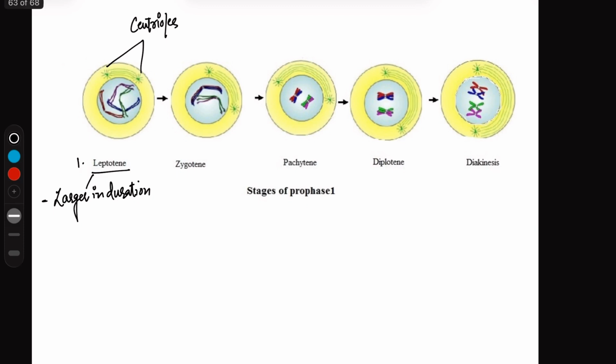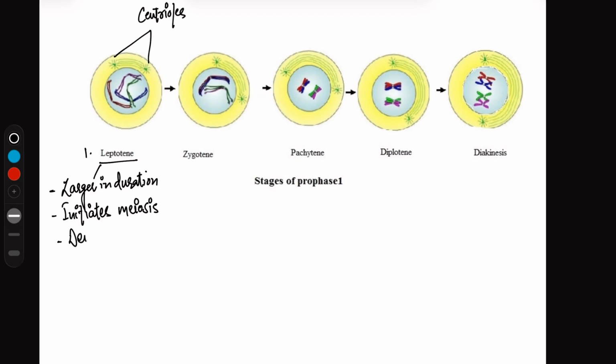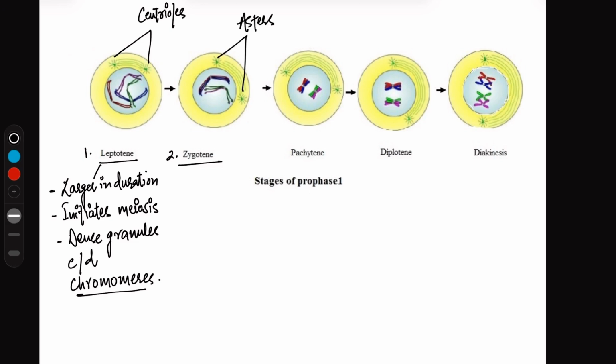This stage has the diploid number of chromosomes, and the chromosomes here are long and thin and longitudinally single. The chromosome has a beaded appearance due to the presence of dense granules which are called chromomeres.